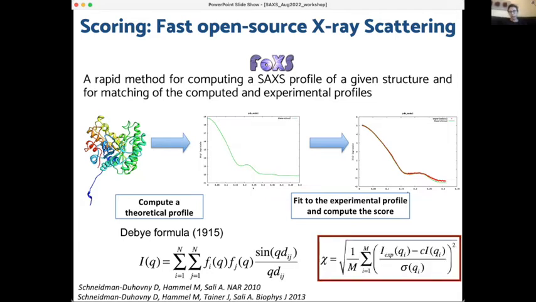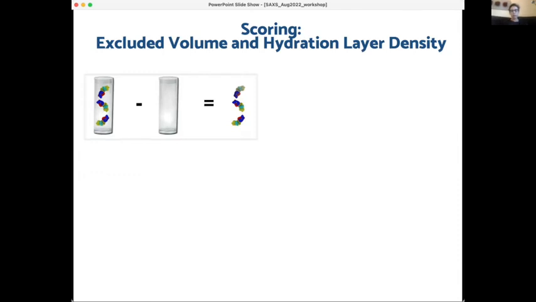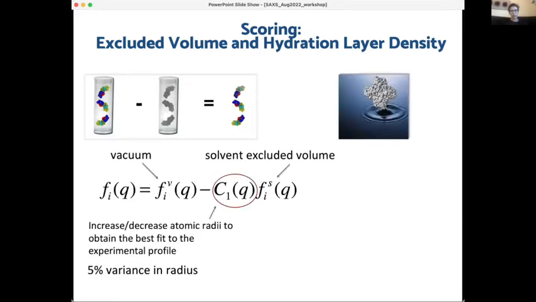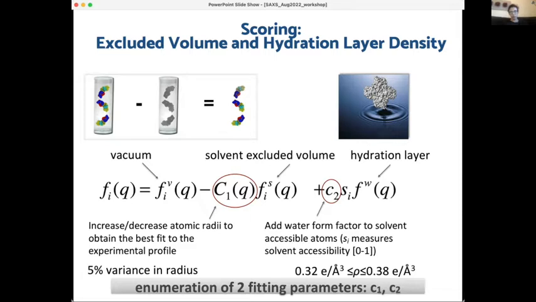And the scoring function is chi or chi-square. We can get rid of the square root here. And our goal is usually to minimize chi and to bring it ideally to 1. And the scoring function takes into account excluded volume and hydration layer density. So we need to take this into account, and because of those two things, we have two parameters. One of the parameters of FoXS is c1, which takes into account the excluded volume of the protein. This is basically increasing or decreasing the atomic radii by 5% variance to account for the excluded volume. And the second parameter, c2, accounts for the hydration layer density. So remember, we have two fitting parameters, and we will get back to them later.